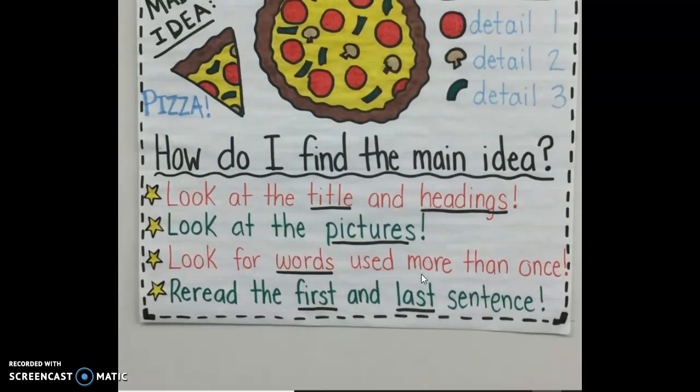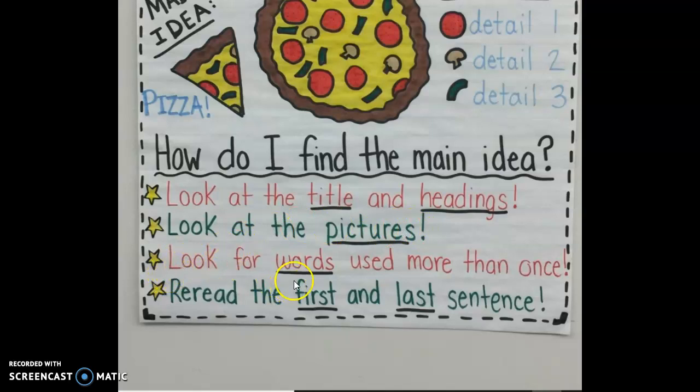There are 4 ways to find a main idea. 1, you're going to look at your title and headings. This is why text features are so important. They really help to find out what that author is trying to tell you. 2, you're going to look at the pictures. Pictures and captions can help you find your main idea.